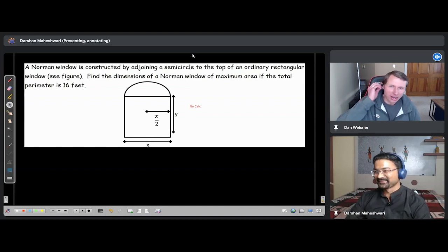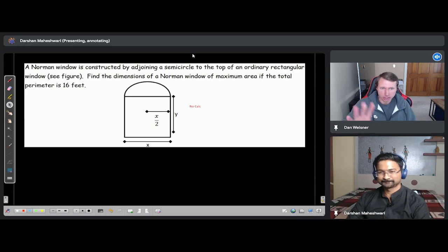The Norman window. I've never heard of a Norman window before calculus, but now I do. A Norman window is constructed by adjoining a semicircle to the top of an ordinary rectangular window. See figure. Find the dimensions of a Norman window with maximum area if the total perimeter is 16 feet.